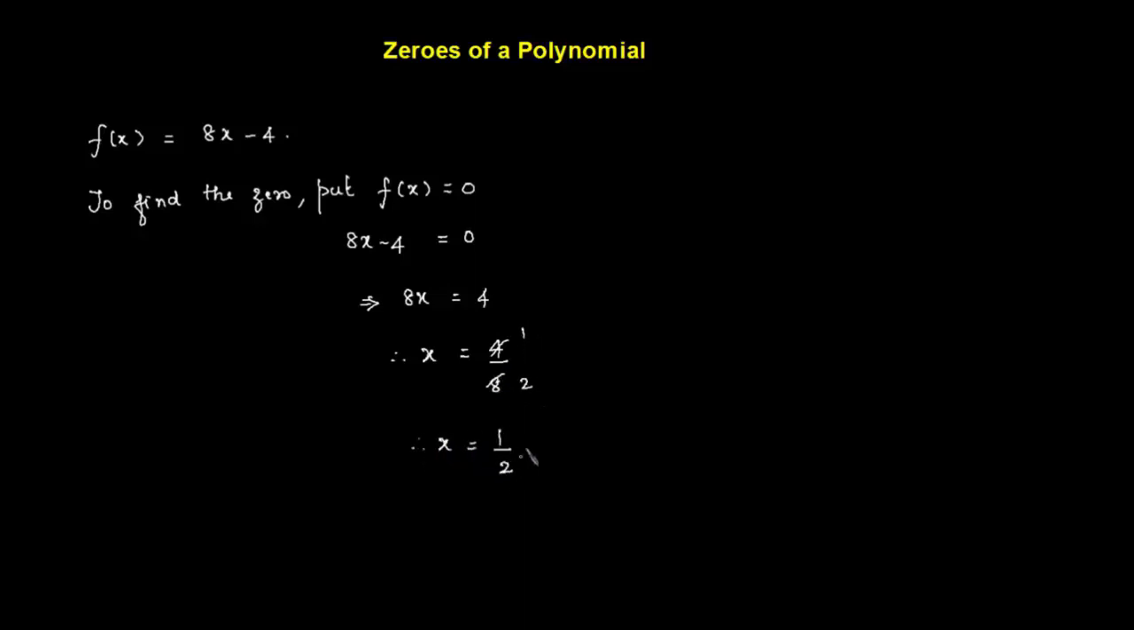And what do you call x is equal to 1 by 2? It is nothing but the 0 of the polynomial f of x is equal to 8x minus 4. So, 1 by 2 is the 0 of f of x is equal to 8x minus 4. So, this is the procedure to find out the 0 of a linear polynomial. So far we have seen examples of linear polynomials and we have found out the zeros of linear polynomials. So this is the way to find out the 0 of a polynomial.